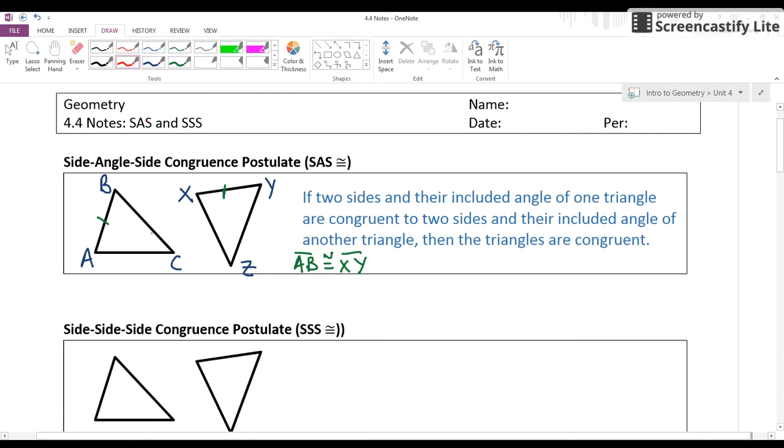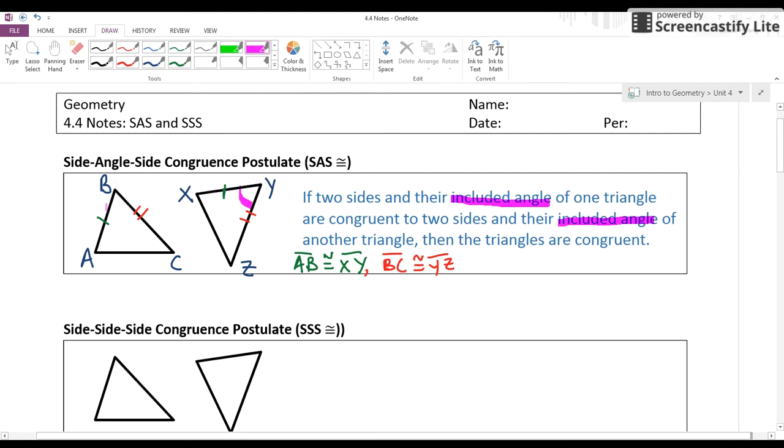We could also be given that BC is congruent to YZ. So those are my 2 sides, the S and the S. But notice how the A is sandwiched between them. So when we talk about the included angle, we're talking about the angle that's right between the 2 sides, the angle that's basically formed by the 2 sides in your SAS postulate.